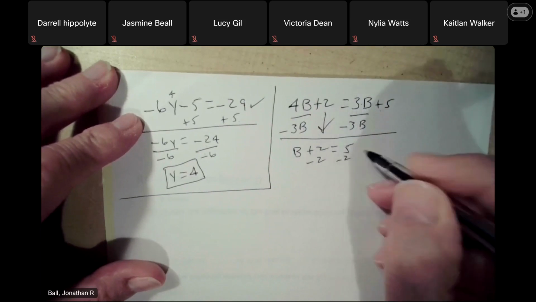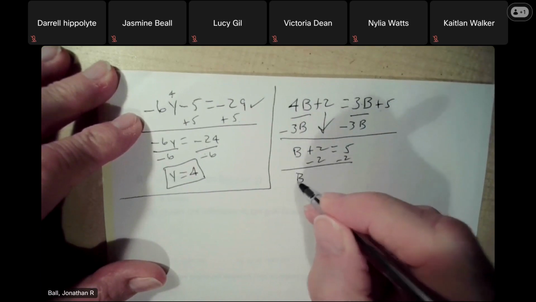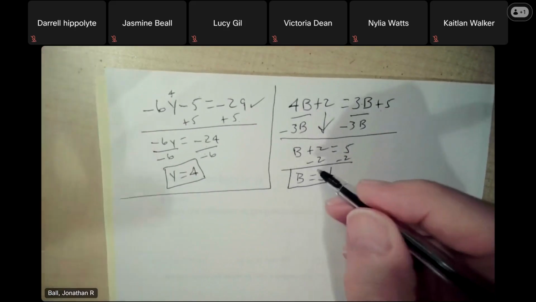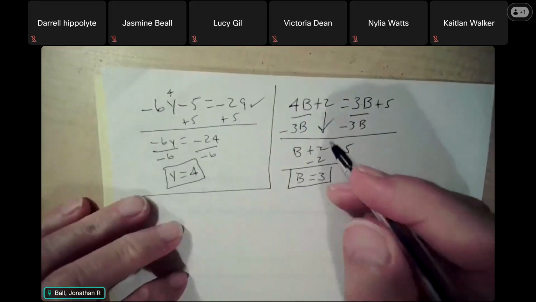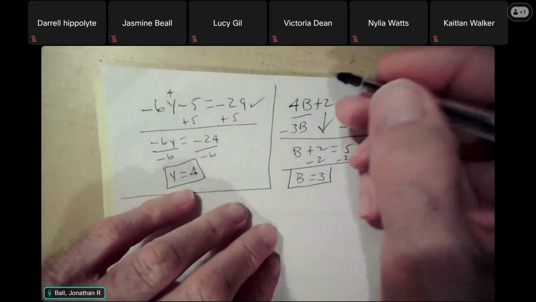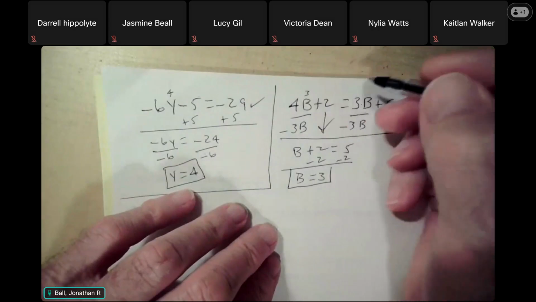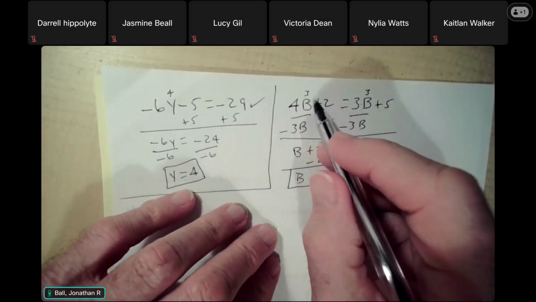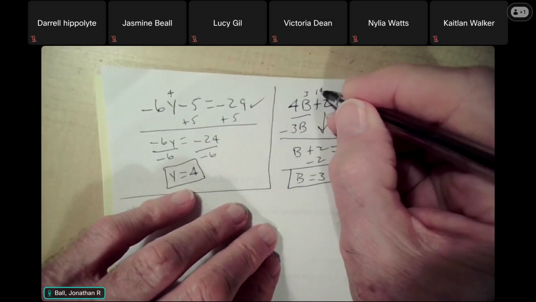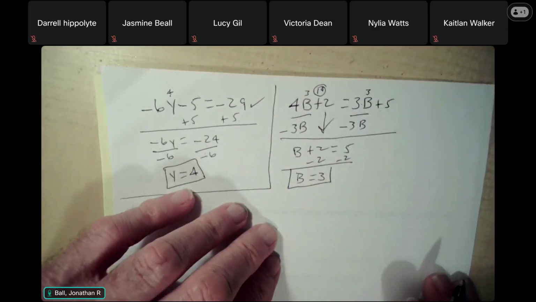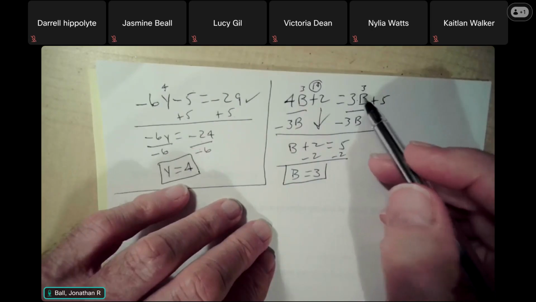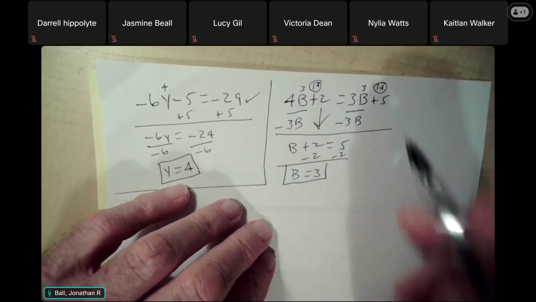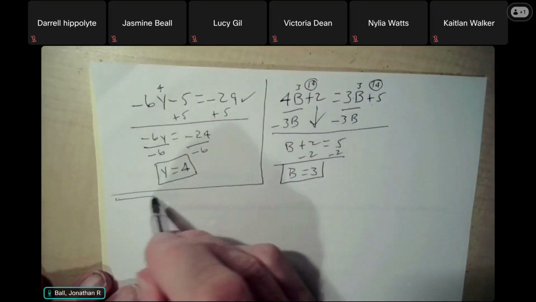Now we subtract 2 from each side. b is 3. Excuse me. I'm afraid I might have the COVID. Okay, put 3 back in wherever there's a b. So 4 times 3 is 12, plus 2 is 14. So you got 14 over here on this side. And 3 plus 5 is 8 on that side. 14 equals 14, so we are correct.